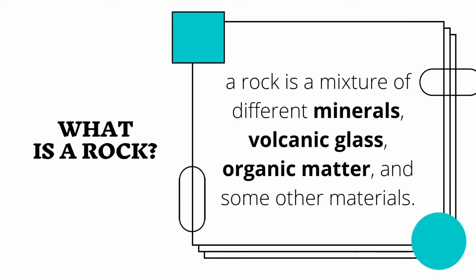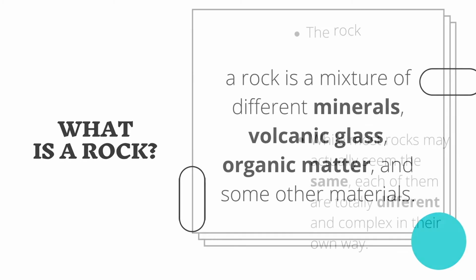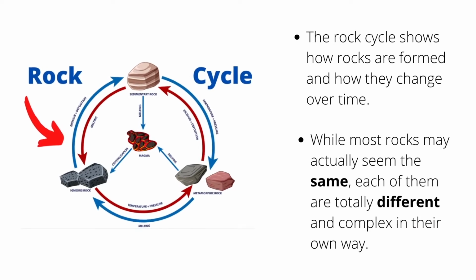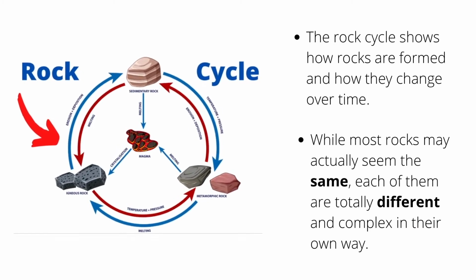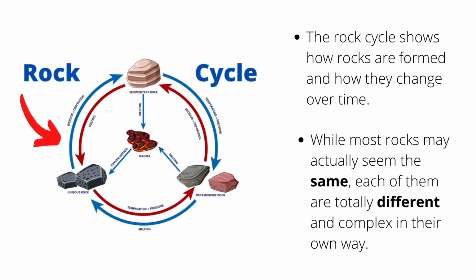What is a rock? Well, a rock is a mixture of different minerals, volcanic glass, organic matter, and some other materials as well. Now, the rock cycle shows how rocks are formed and how they change over time. While most rocks may actually seem the same, each of them are totally different and complex in their own way.